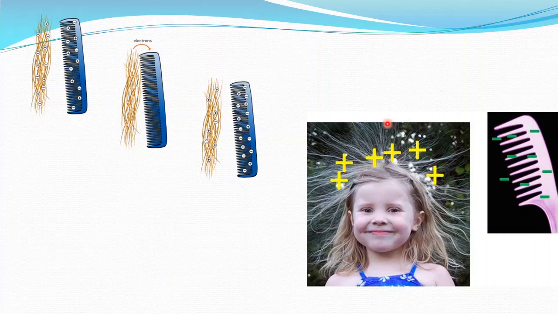Very clear here. So what happens during combing hair? Electrons are transferred from the hair to the comb, and this leaves the hair positively charged, and the comb, since it gains the electrons, becomes negatively charged. Hence, they attract each other.